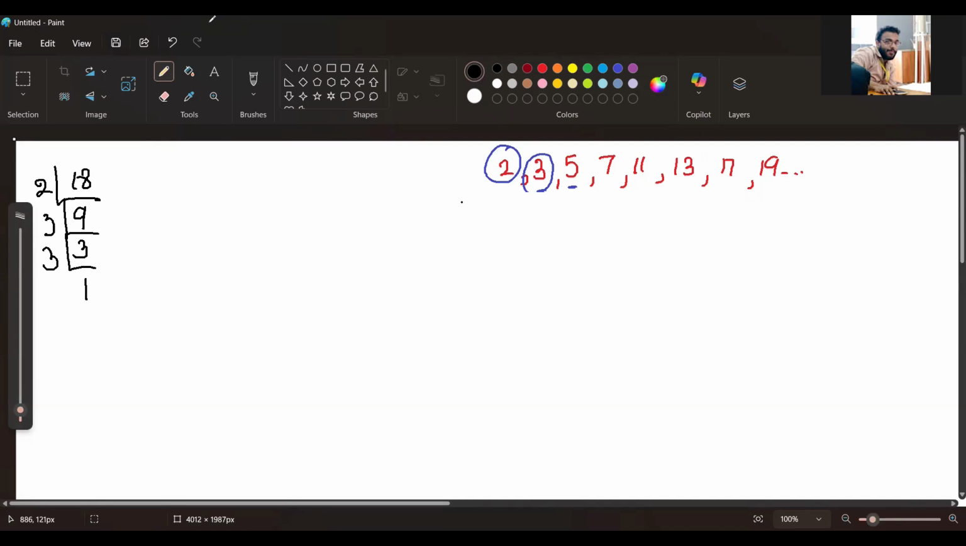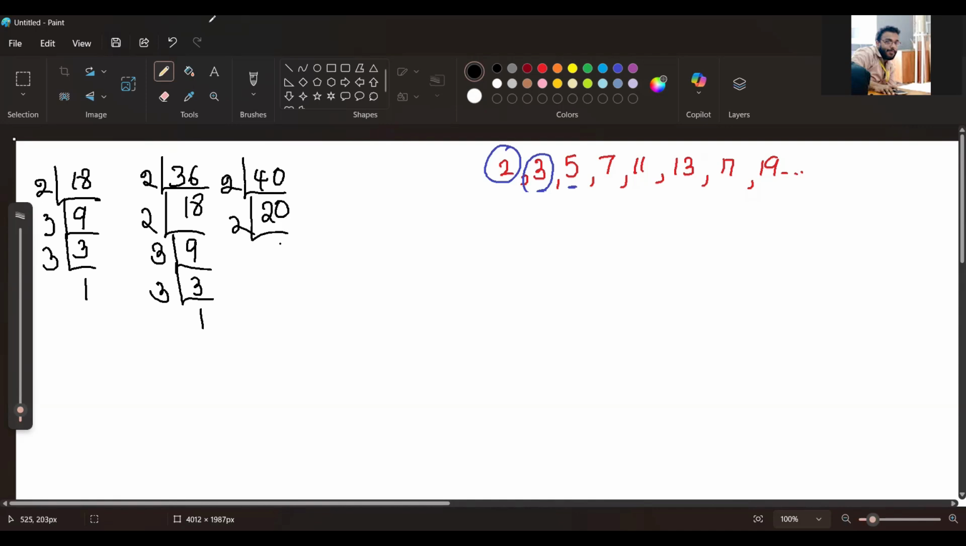The second one, 36. Do like that. 36 can be divided by 2, 18. 18 can be divided by 2, 9. 9 can be divided by 3, 3. 3 can be divided by 3, 1. And 40. 40 can be divided by 2, 20. 20 can be divided by 2, 10. 10 can be divided by 2, 5. 5 can be divided by 5, only 1.